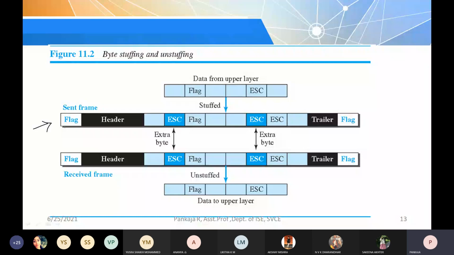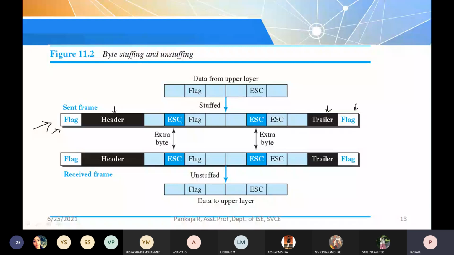This is the network layer at the sender side. The network layer sends the data to the data link layer, and then the data link layer forms the frame. Why is the flag added here? To indicate the beginning and end of the frame. This is the source and destination address, and this is the error detection control information. Now I am discussing only with respect to stuffing.